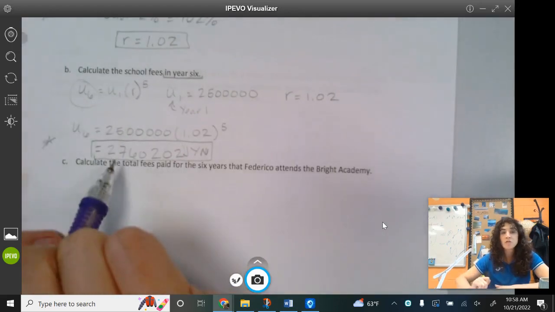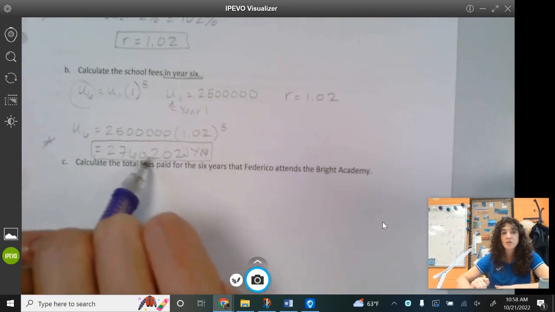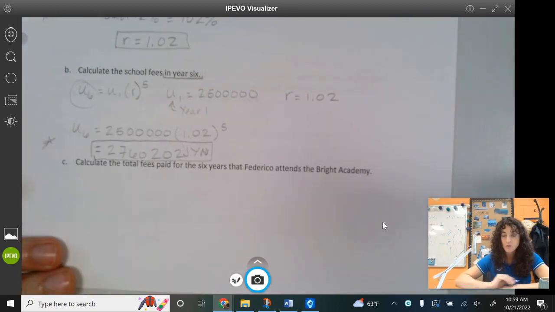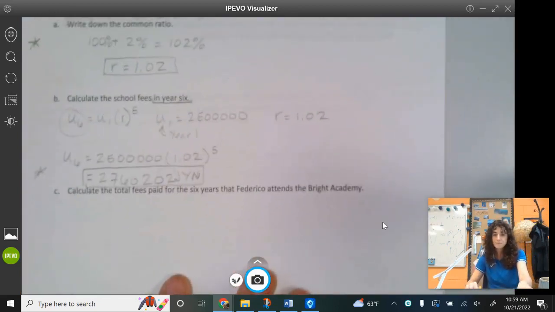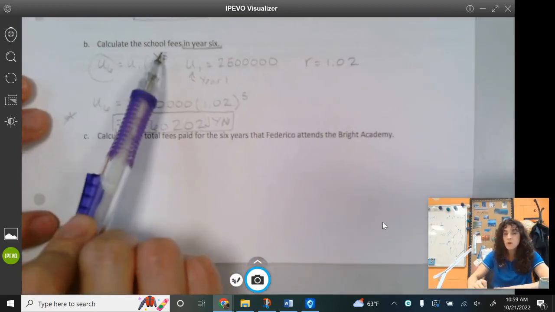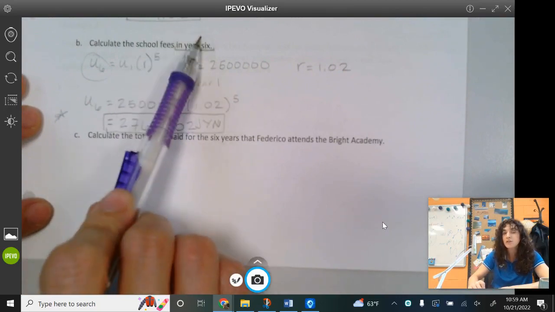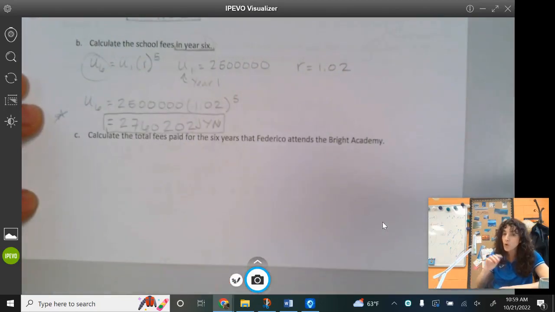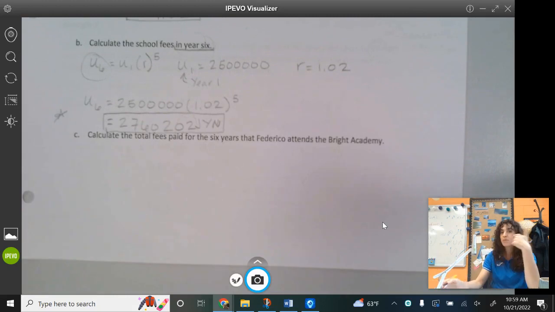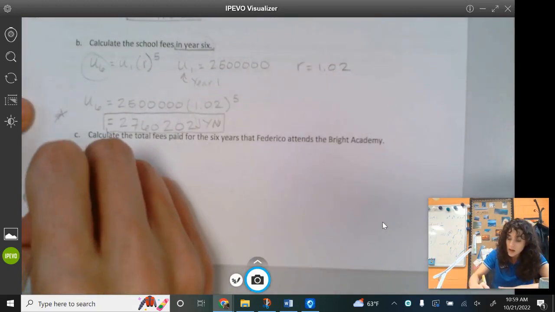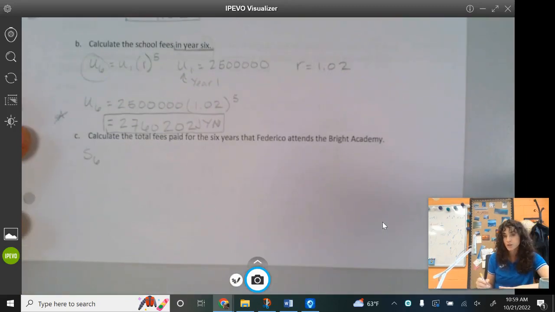But to 3 sig figs, you could have just had 2,760,000. That would have also been a correct way to answer it. Okay. So while this one wanted just a singular term, this one says, what are the total fees that Federico pays for the entire 6 years? What's all of the money that he has to pay for all of the 6 years? So it's the first year plus the second year plus the third, fourth, fifth, and sixth. So that's a sum of all of those individual terms.